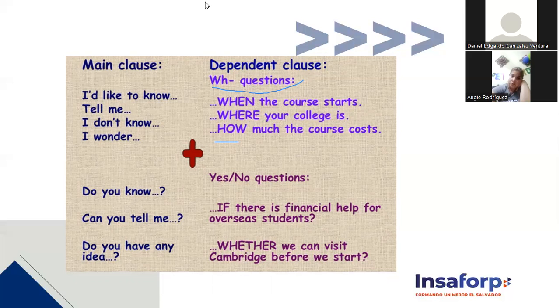What's the next one, Angie? The next one here? The first one, the main clause? Yeah, the second one. Tell me. Read all this, please. Main and dependent clause, oh, the two ones. Okay, when the course starts, where your college is, how much the course costs? Thank you so much. So these are the dependent clauses, right? We link them then with the main clause, which is the one we have said already that are only introductory phrases.